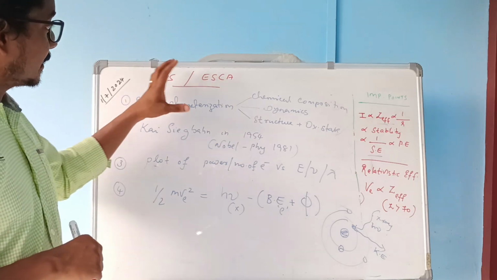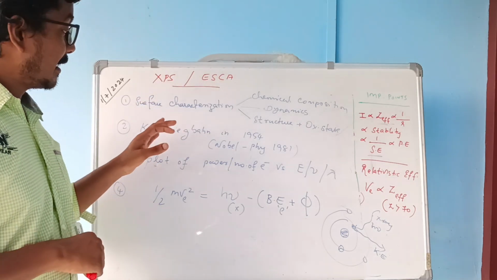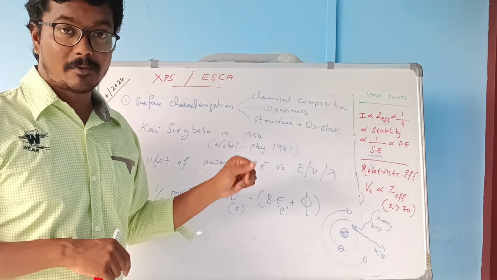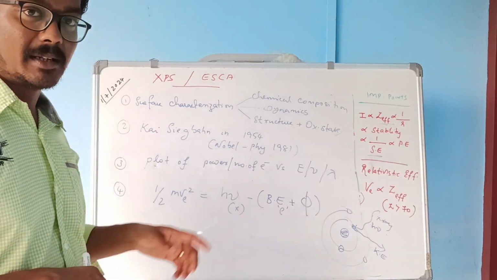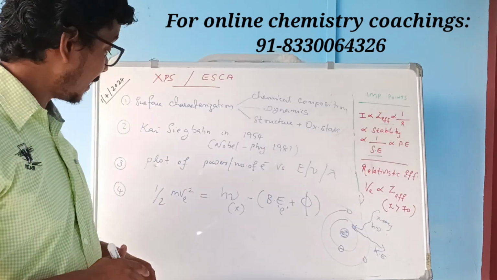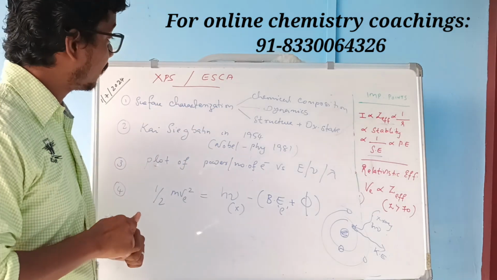So this XPS or ESCA was invented by a Swedish physicist, Kai Siegbahn, in 1954. For that invention, he got the Nobel Prize in Physics in 1981. What exactly are we getting from XPS?